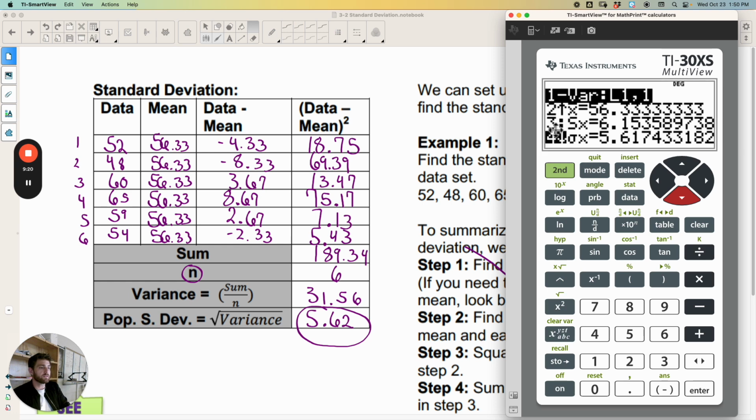Okay, line 3 is the sample standard deviation. For this class, you're going to use the population standard deviation. More often than not, in most statistics, you actually will use line 3 for the sample standard deviation, but for Algebra 1, we're going to use the population standard deviation. Okay, so that's what you need to remember from here on out for the rest of this class.